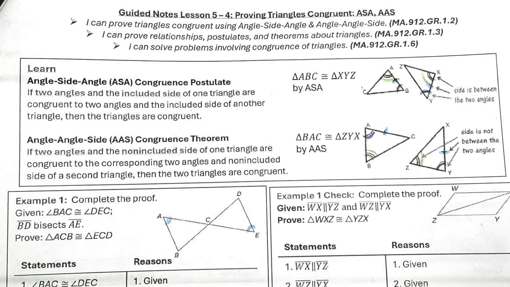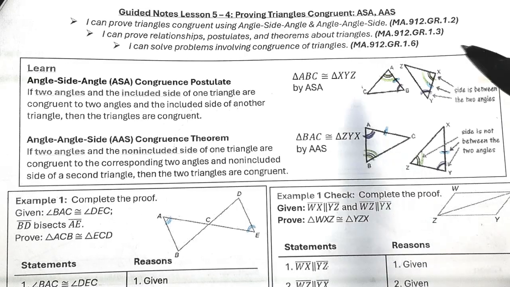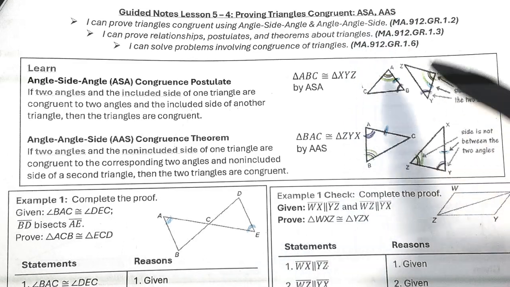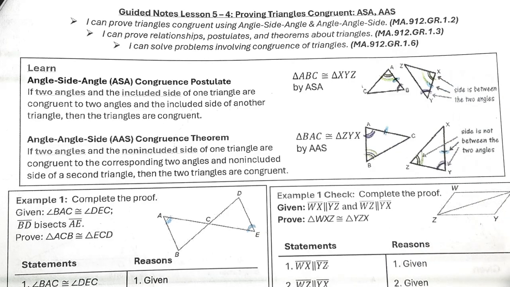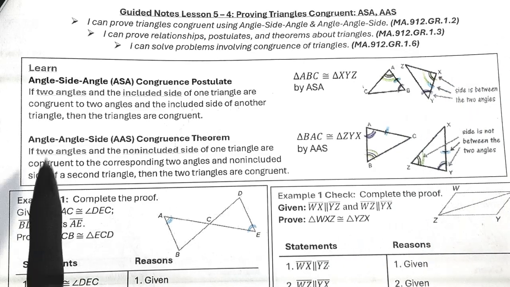Welcome back, students. In this video, we're going to cover Lesson 5-4, Proving Triangles Congruent, ASA and AAS. So this is angle, side, angle, and angle, angle, side. We've got three standards, GR 1.2, 1.3, 1.6. So we'll get right into it.